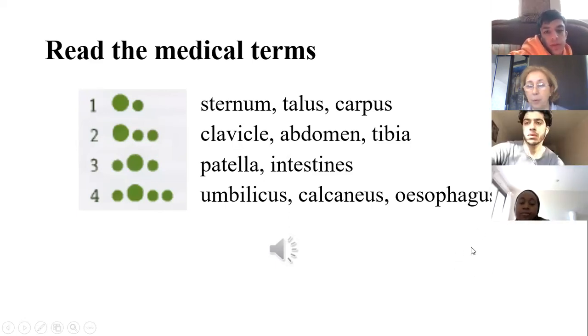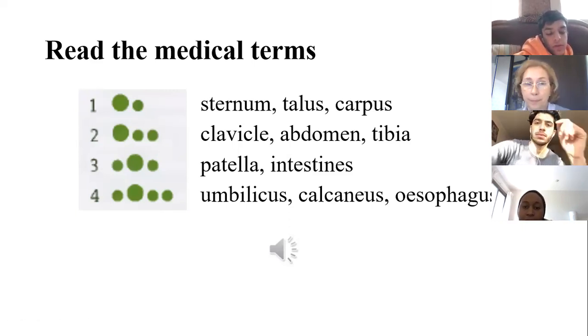I can. All 4 categories. Okay. You have sternum, then talus, carpus, clavicle, abdomen, tibia, patella, intestines, then umbilicus, calcaneus, and esophagus. Look, abdomen. The stress should be on abdomen. Okay, well done. Thank you.